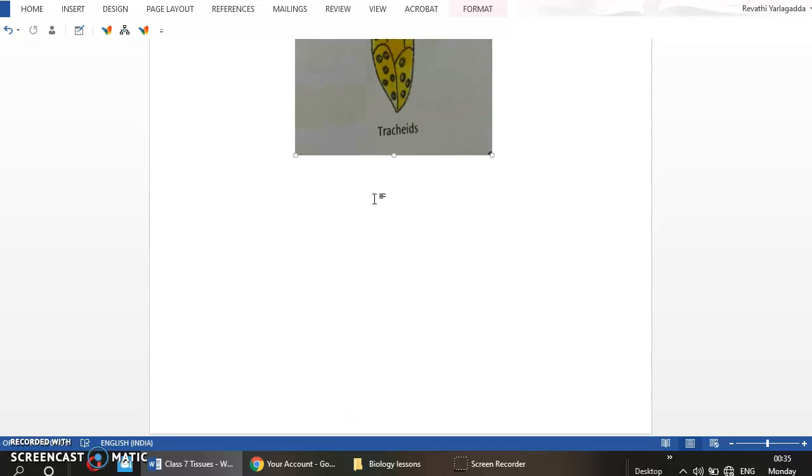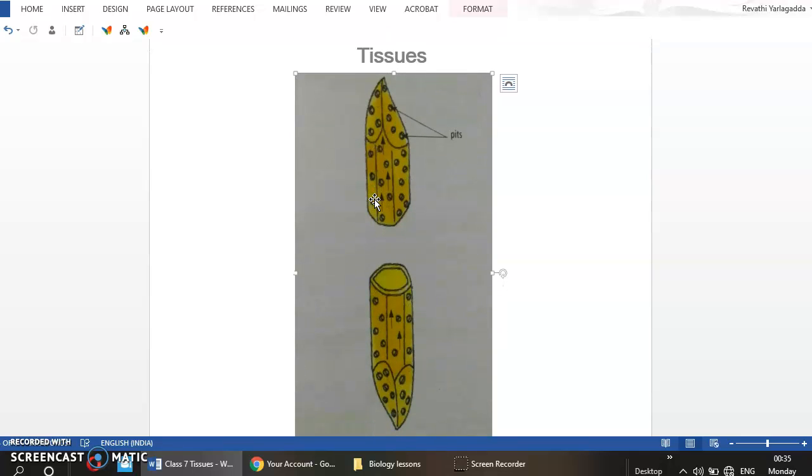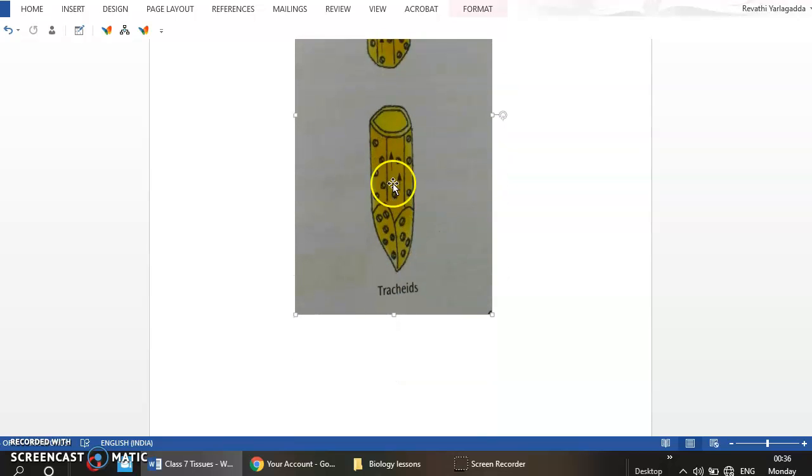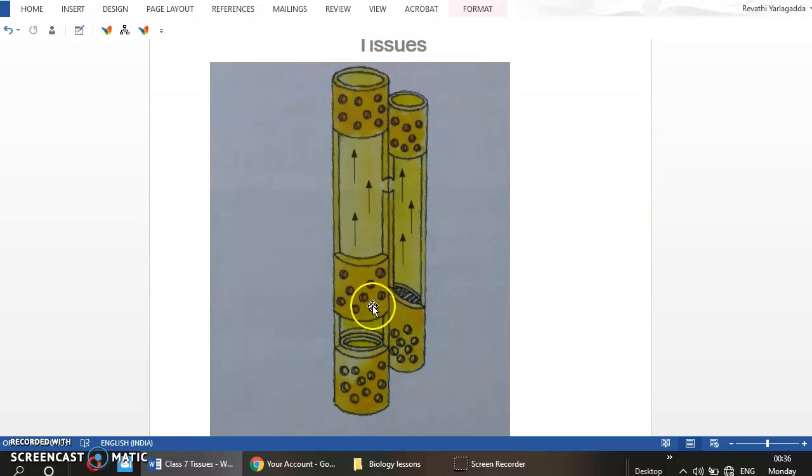Xylem is made up of mostly dead cells. It contains only xylem parenchyma as living cells. The remaining three are dead cells, and these cells are generally elongated and tubular structures. They are arranged end to end, forming a network of tube-like structures. End to end means one after the other. Even vessels, one after the other. This is one vessel completed and this is the second vessel beginning and completed.